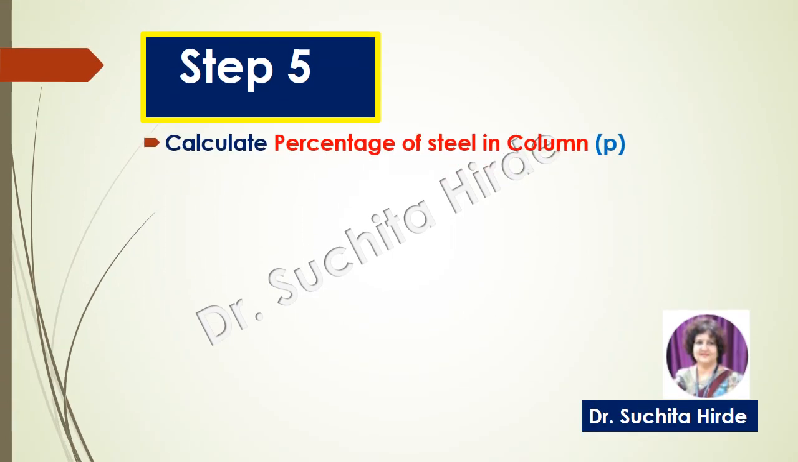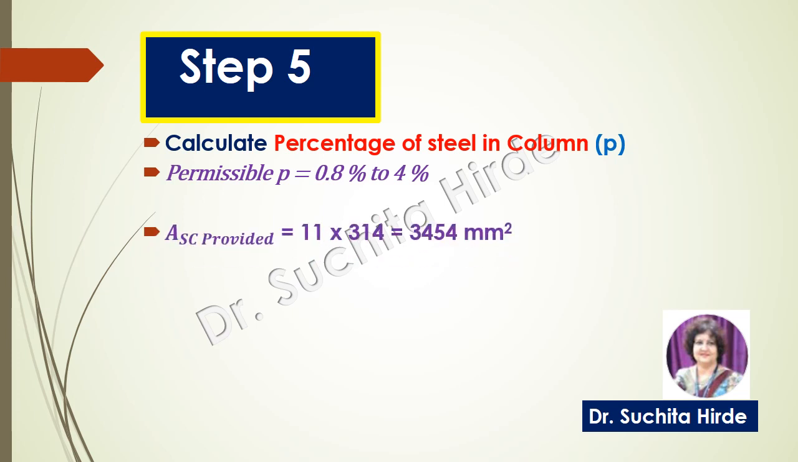Calculating area of steel, we have to check for percentage of steel, whether this percentage of steel is within the range. The permissible percentage of steel in column is 0.8% to 4%. So ASC provided, we have provided 11 bars of 20 millimeter diameter. So 11 into area of one bar, we get 3454.